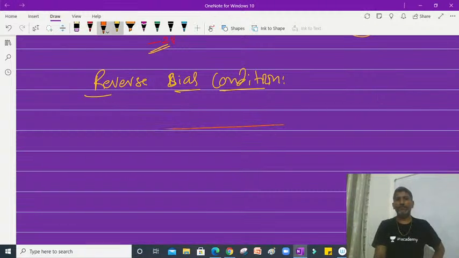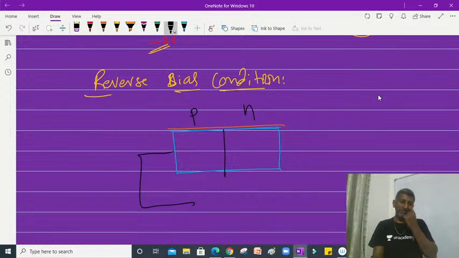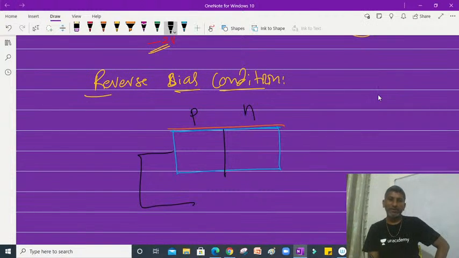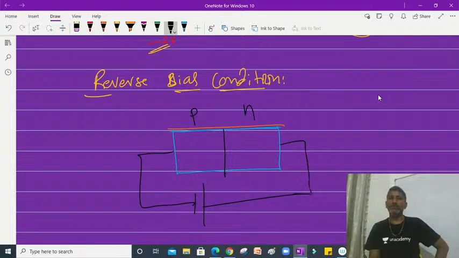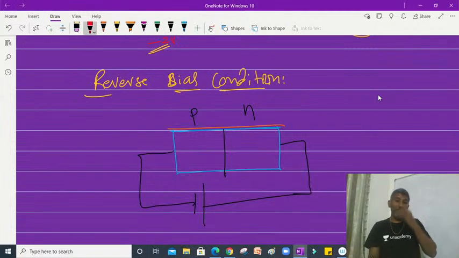You see here, this is a semiconductor material, and here is the junction. This is the P-type material, this is the N-type material. Biasing condition: previously in forward bias condition, P-type connects to positive, now it connects to negative terminal. We reverse the polarity. So now P-type connects to the negative terminal of the battery, whereas N-type connects to the positive terminal of the battery.